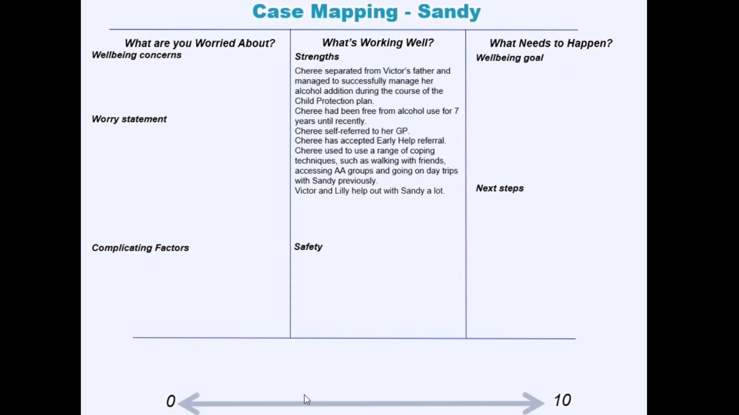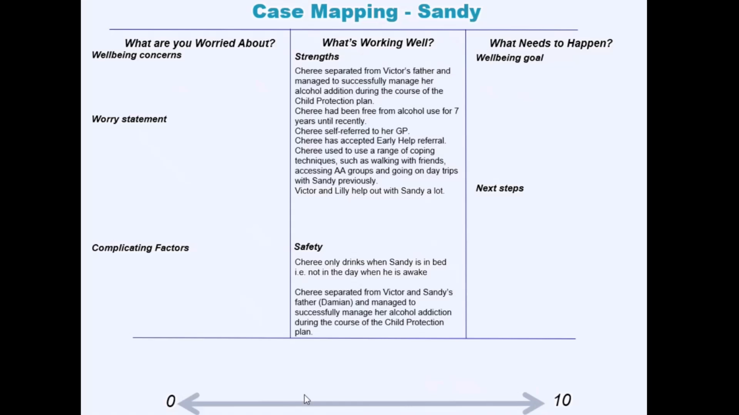So in strengths, what we had on the previous slide is Cherie separated from the dad and also managed her alcohol addiction. She's been free from alcohol for 7 years, which is brilliant. She's self-referred to the GP. She wants family solution support. She had a range of coping techniques. They now don't work, but she had them, so something we can draw on. And Victor, that 18-year-old, and his girlfriend help out a lot. Lots and lots of good things in there.